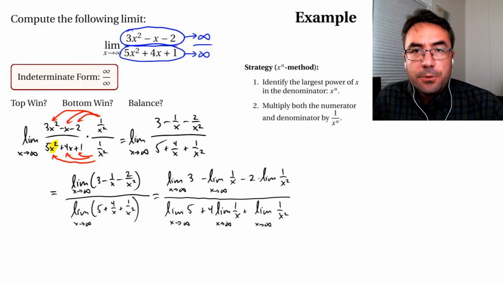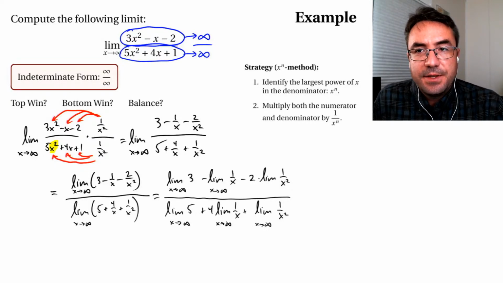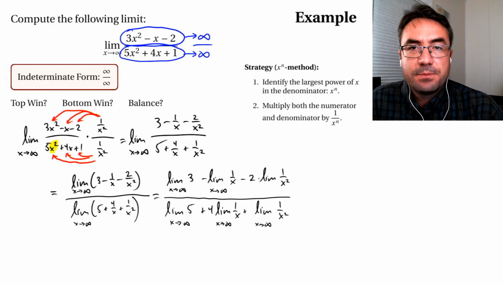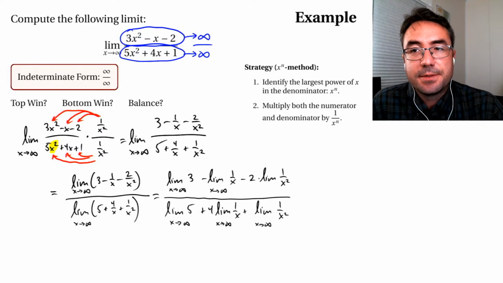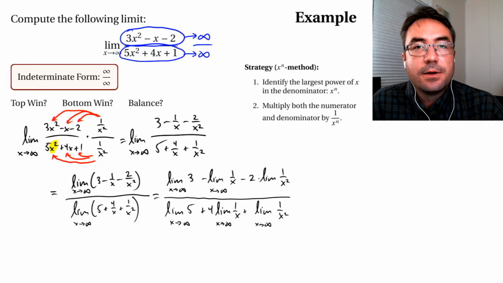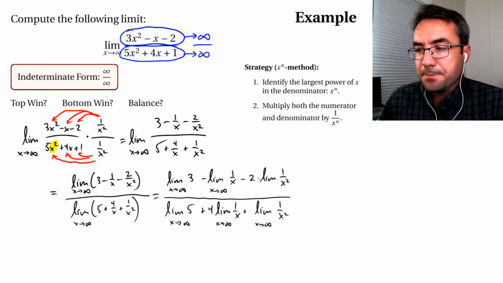So we've just used all of those limit laws that we've seen before. So we can split up a limit where we have a fraction, we can split up a limit where we have addition or subtraction, and then if we have a constant multiple, we can bring the constant multiple in front of the limit. So those were just all of our limit laws that we've seen before.